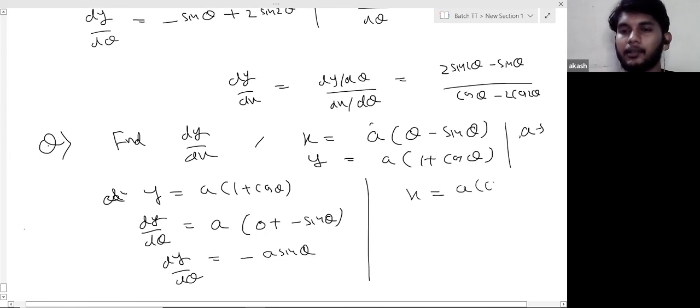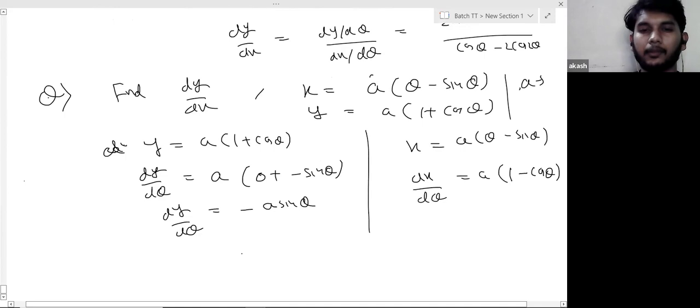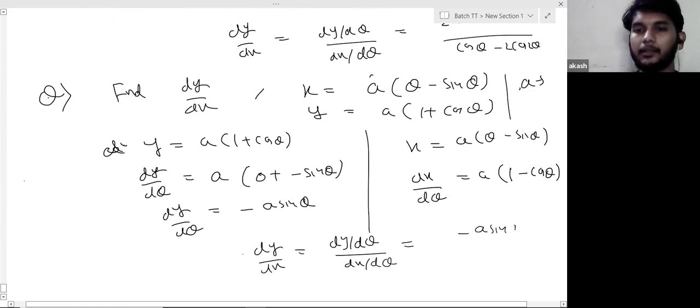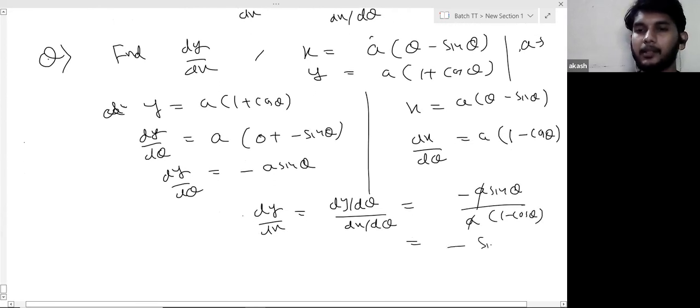And x is a into theta minus sine theta. So dx upon d theta will be a times differentiation of theta is 1, minus sine theta is cos theta. So what we have, dy by dx is equals to dy by d theta upon dx by d theta equals to minus a sine theta upon a into 1 minus cos theta. So this a is cancelled. This is equals to minus sine theta upon 1 minus cos theta.